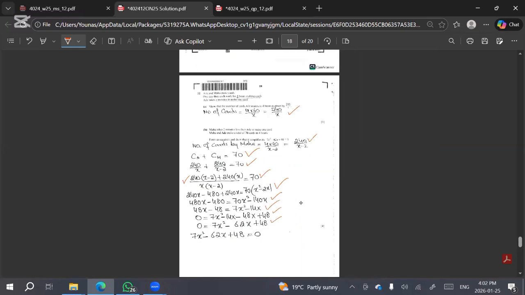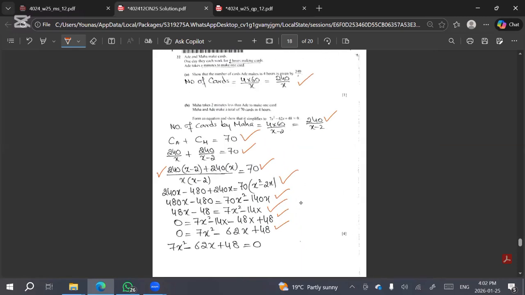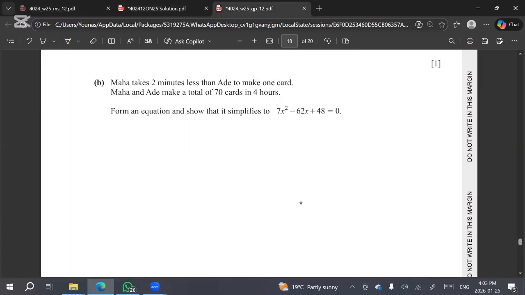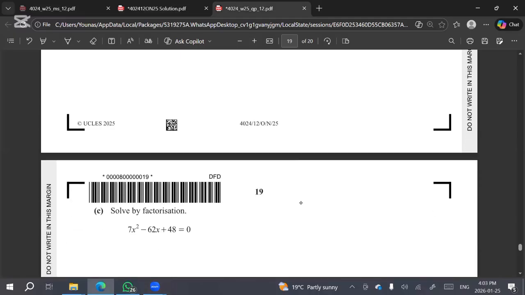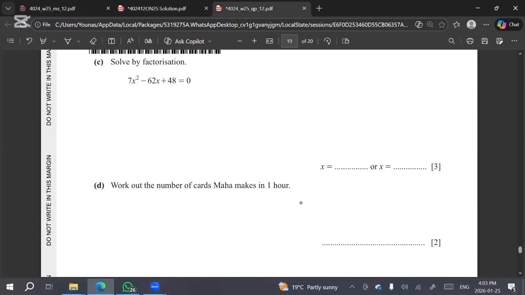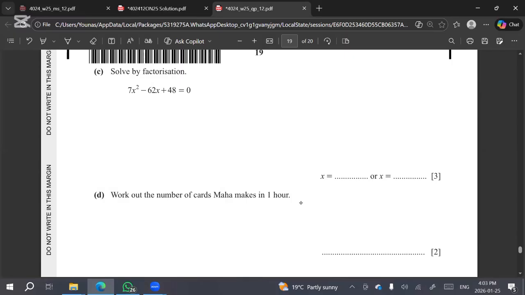Okay. So this is question number 22, the A part and the B part. I hope you understand this is the quadratic equations chapter, and it's a little heavy question. Then it says solve by factorization. This is the C part. We have to solve it by factorization. And then it says work out the number of cards Maha makes in 1 hour. Okay, so we can easily solve it.